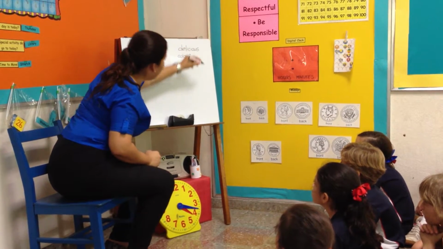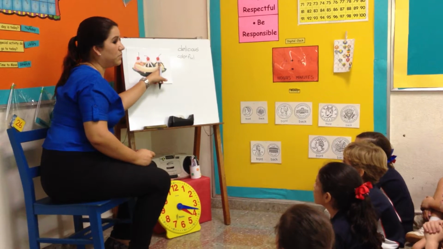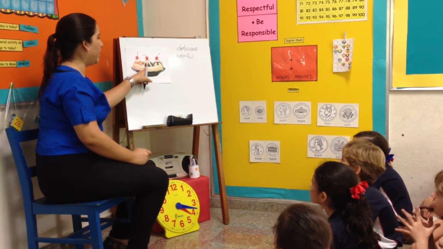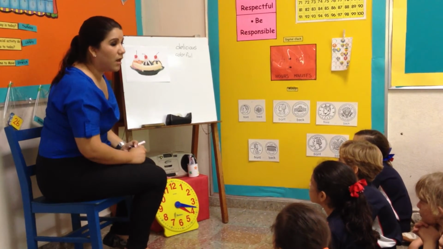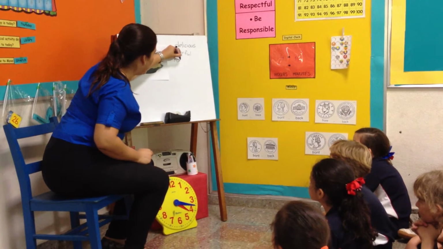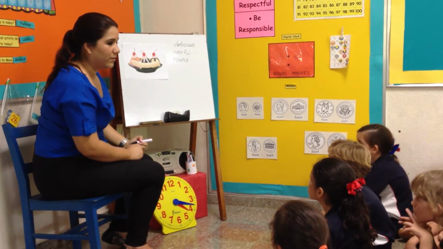colorful, because it has pink, it has green, not green, this is not green, it has yellow or white, it has brown and red. So it is colorful. It is also, it has round balls of ice cream.